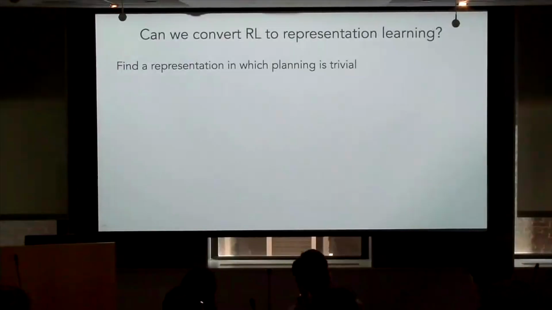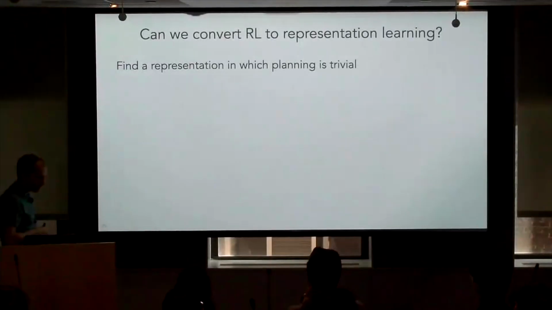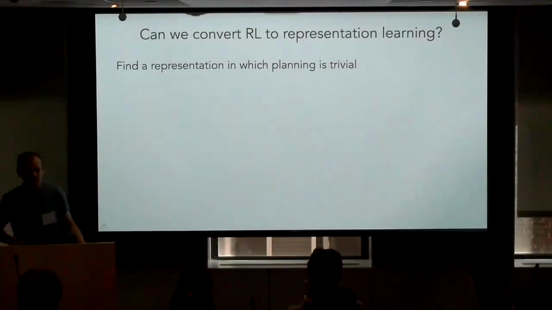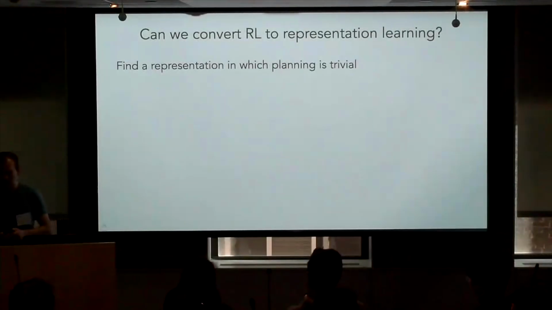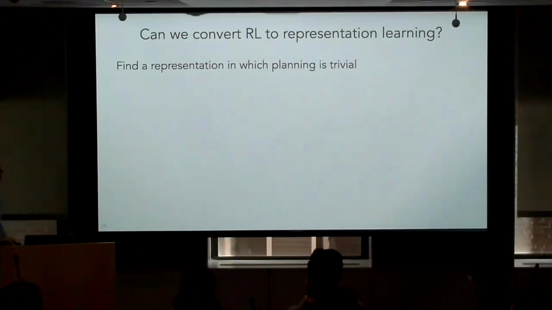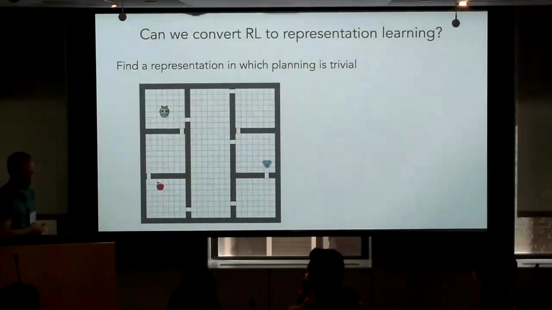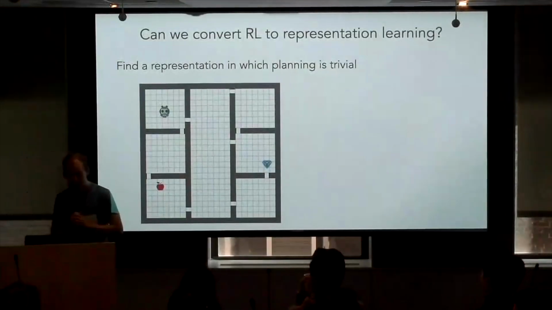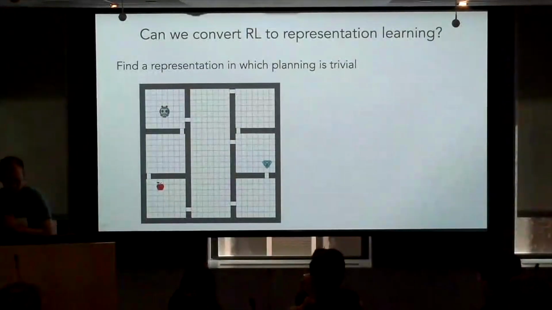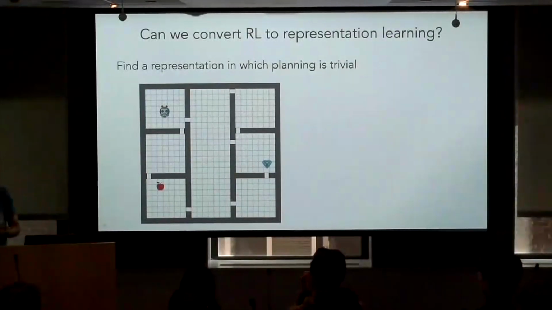Okay. The gist of this actually came from a goal, which is to convert reinforcement learning to representation learning. If I have a good representation, then everything else is easy. That's the basic idea. Can we apply that same idea to reinforcement learning? Can we find a representation in which planning and control is easy? Which of course is an old idea, but that's our starting point. Can we find a representation in which planning is trivial?